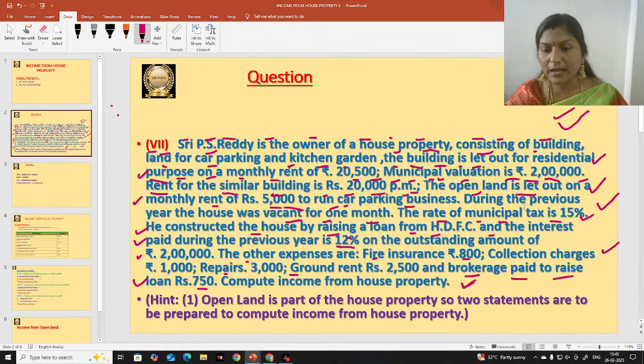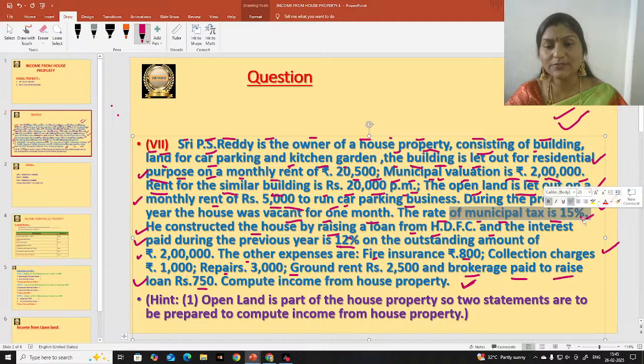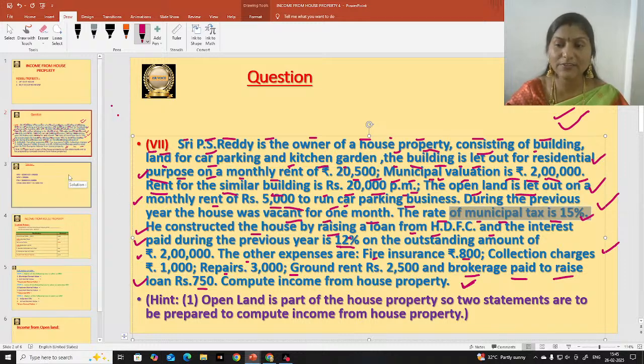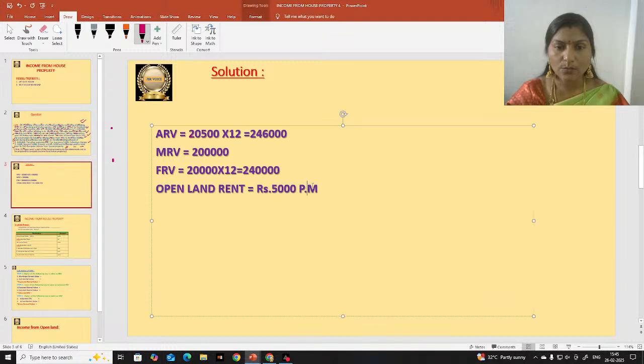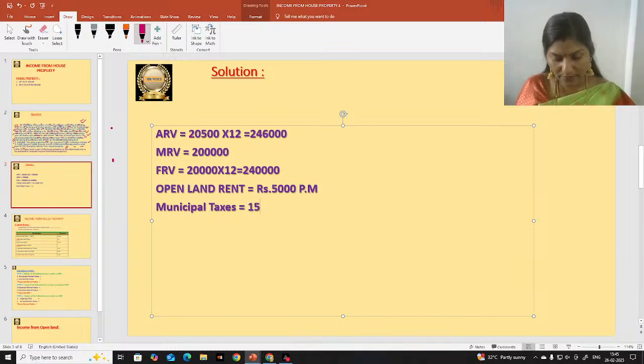So let us discuss the next one. What have they given here? Municipal taxes. House is vacant for 1 month, that we are going to consider at the time of calculating gross annual value. Now, the rate of municipal tax is 15%. Let us record that also. Municipal taxes are how much percentage? It is 15%. On what are we going to calculate? Municipal taxes we calculate on MRV always, remember.